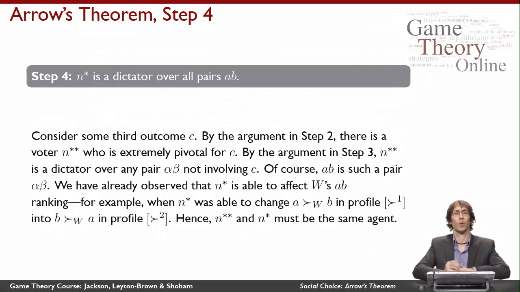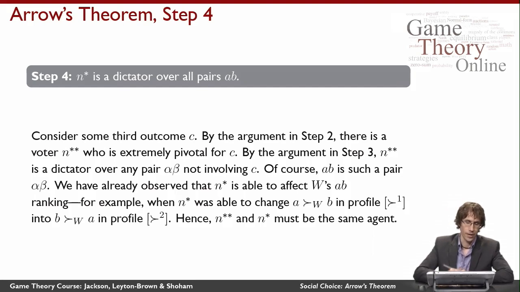Well, clearly I'm going to want eventually to say n star is a dictator over everything, not just over AC, but also over pairs AB, pairs that do involve B. So this turns out actually to be very easy to show. So let's consider some third outcome C. So I'm claiming now that n star is a dictator over pairs AB. So let me think about some third outcome C.